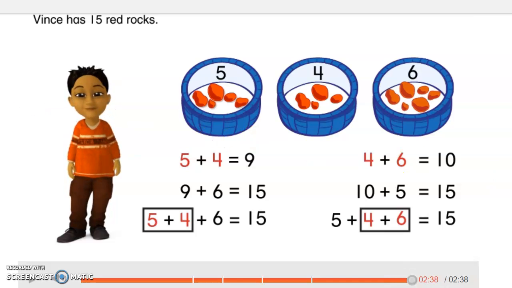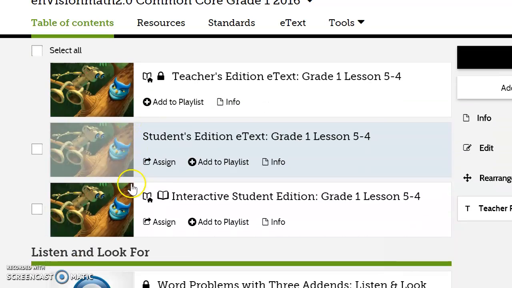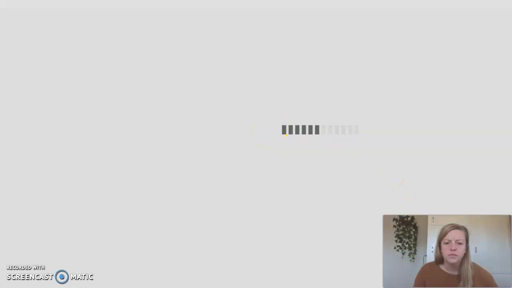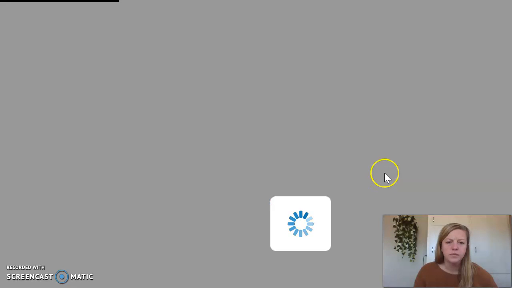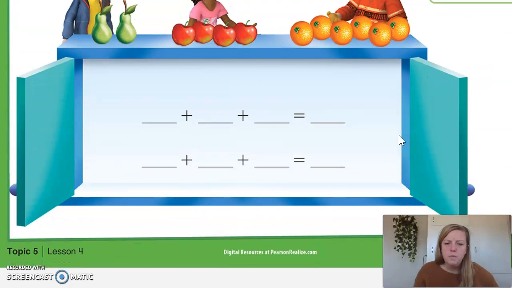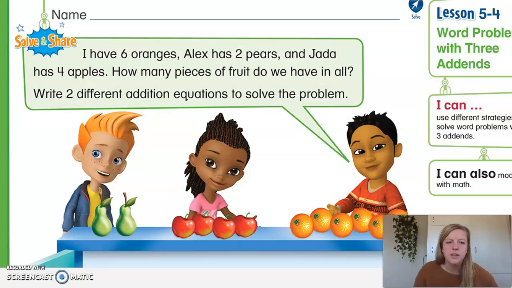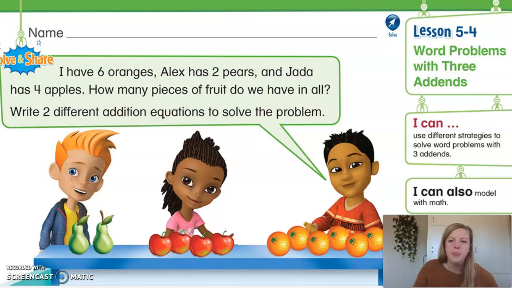All right, so your math workbook pages for today, let me pull it up on my screen. You will be on page 317. It's got the 3 kids on the page with the fruit. So the first thing that I need to do is to put my name. Put your name at the top.